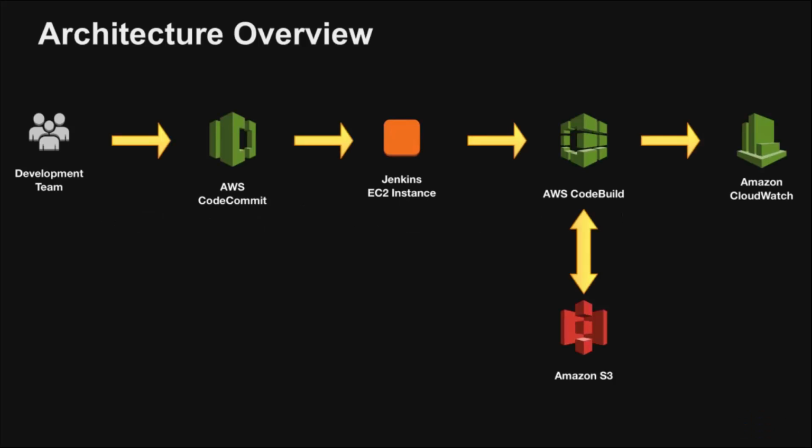So this is the most common architecture that I recommend to my customers when they use Jenkins and CodeBuild. Basically, we simply have your development team. They might be using CodeCommit, Bitbucket, GitHub, or what have you. But the point is they have a source code repo, which Jenkins can then pull.